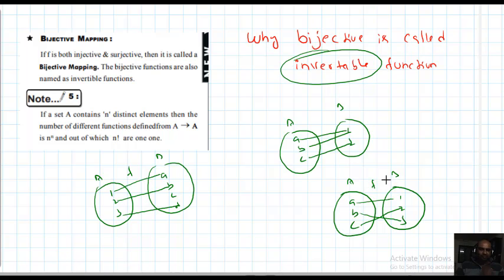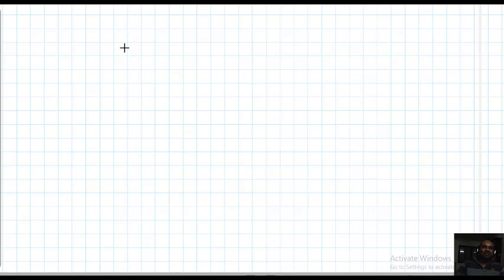Observe, students, this is not bijective function, it is only injective mapping, one-one function. This is not injective, this is surjective, onto function. So this is both one-one and onto. Okay. So first of all, students, listen.